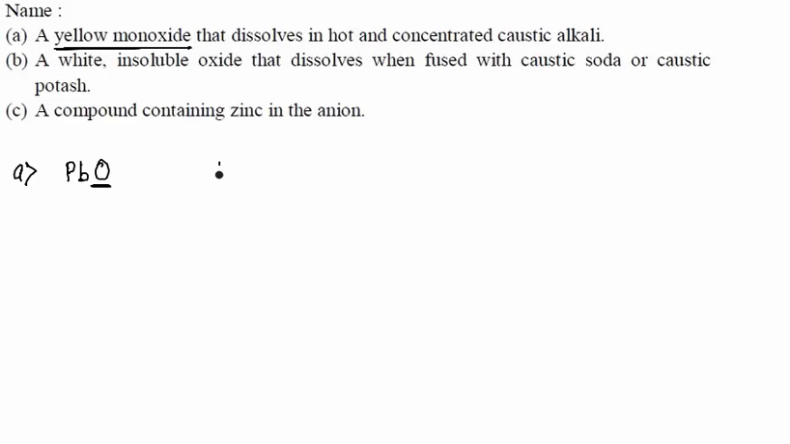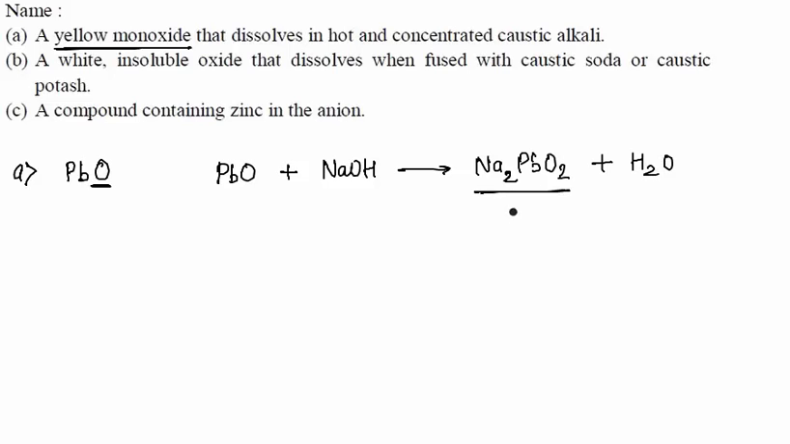Why? Because it reacts with the alkali. PbO is your yellow oxide, and it reacts with NaOH and forms sodium plumbate, Na2PbO2, plus H2O. This particular one is your sodium plumbate, and it is colorless and soluble.